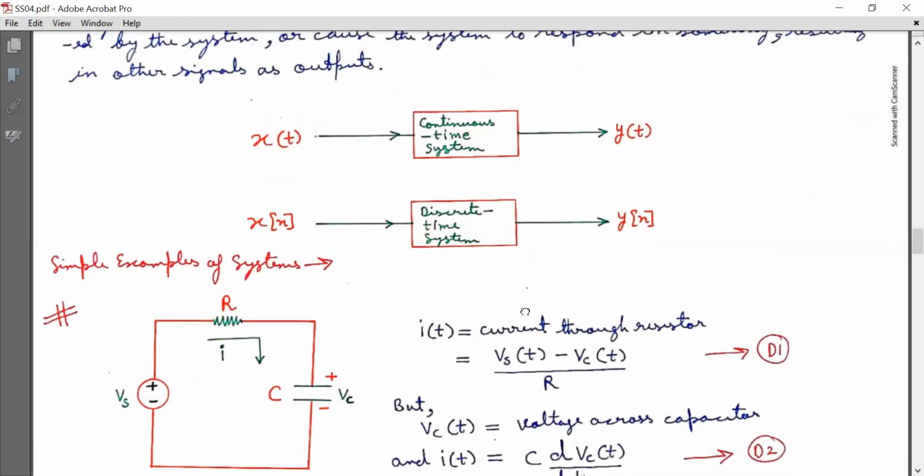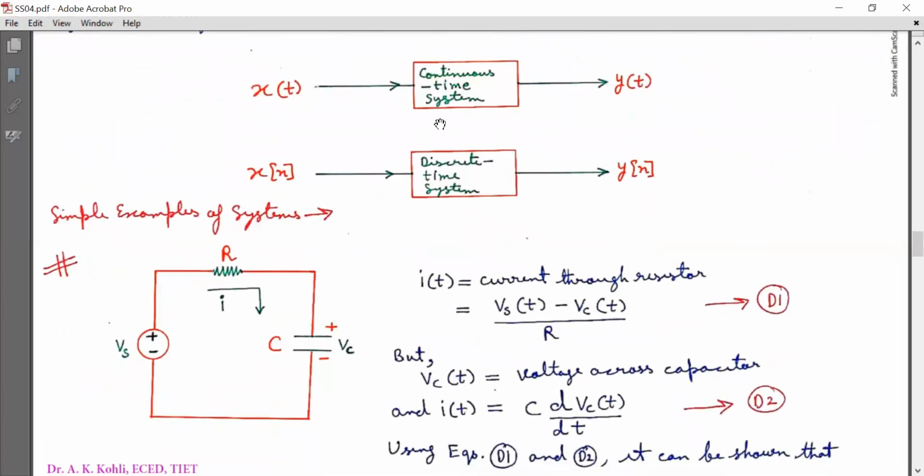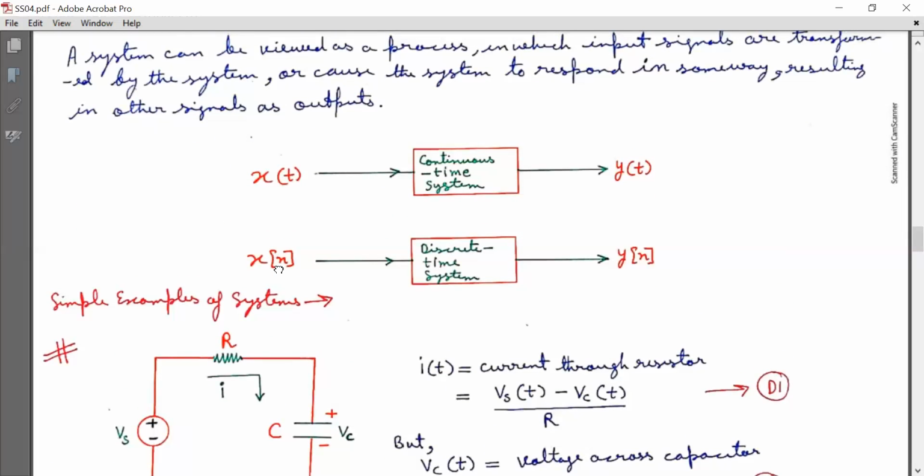So this is x(t), which is input to a continuous time system, and the output is y(t), and x(n) is input to a discrete time system, and the output will be y(n). Discrete input x(n) will lead to discrete output y(n). Here in this case, this continuous time input x(t) will lead to continuous time output y(t).